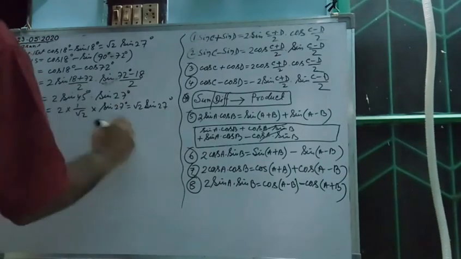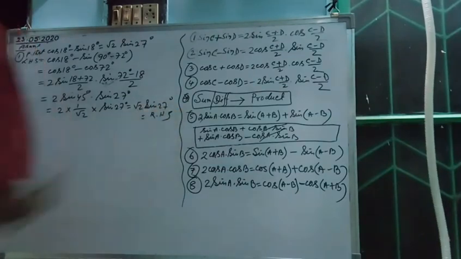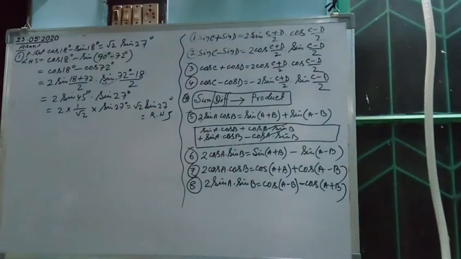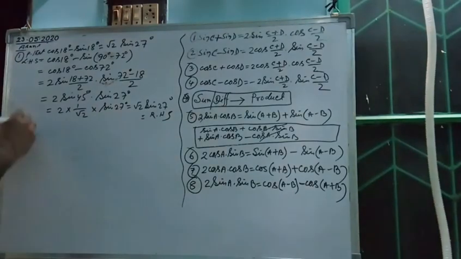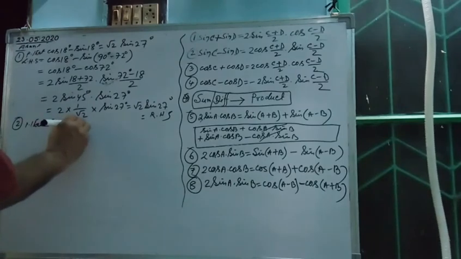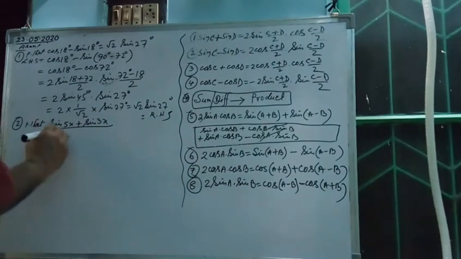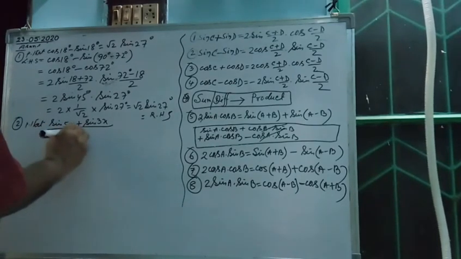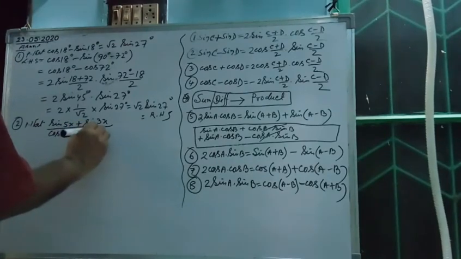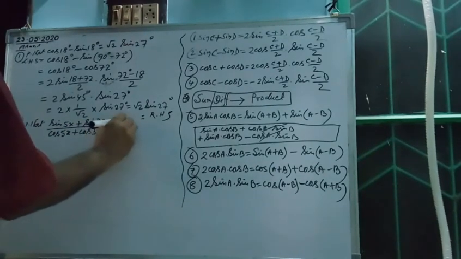Proved, RHS. Next question. Question number 2. Prove that (sin 5x plus sin 3x) over (cos 5x plus cos 3x) is equal to tan 4x.